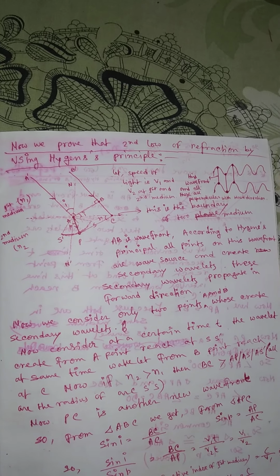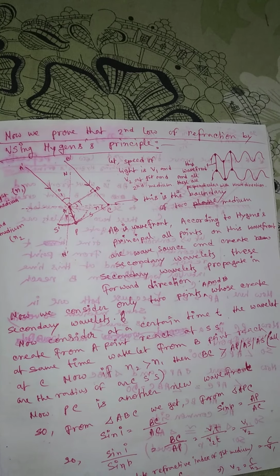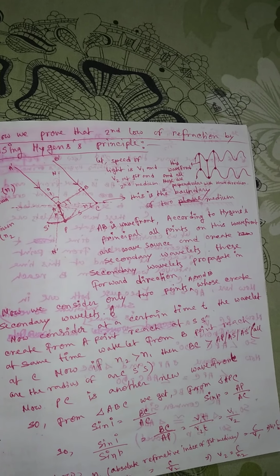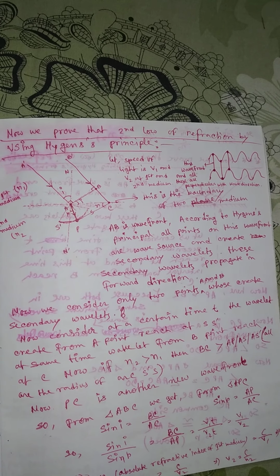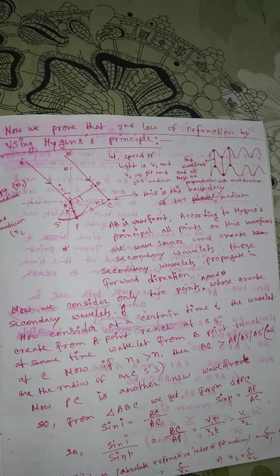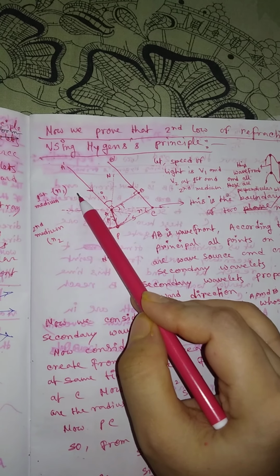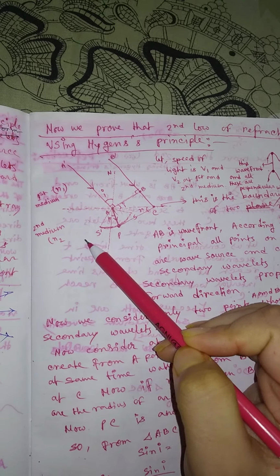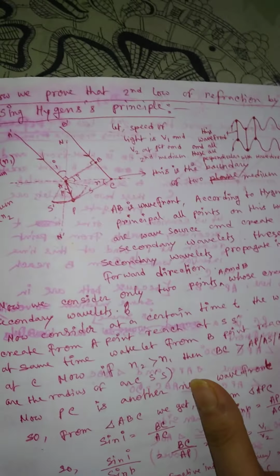Now this is also very important. Now we prove the second law of refraction by using Huygens principle. So what is the second law of refraction? The second law of refraction is sin i by sin r equals a constant, or we can say sin i by sin r equals the relative refractive index of this medium with respect to this one. That means the relative refractive index of the second medium with respect to the first medium. So here we will prove this by using Huygens principle.